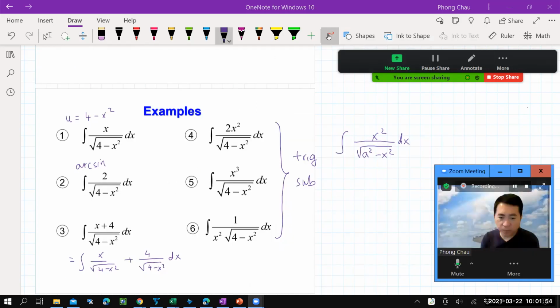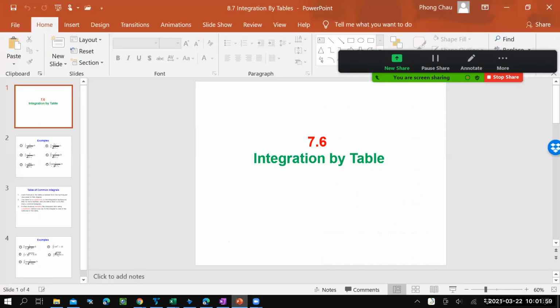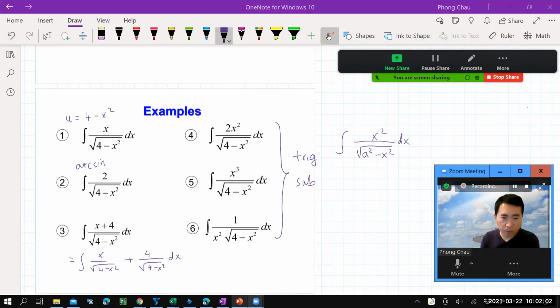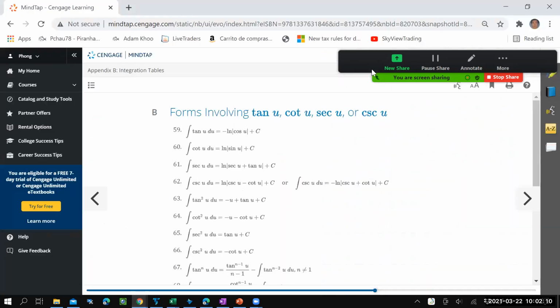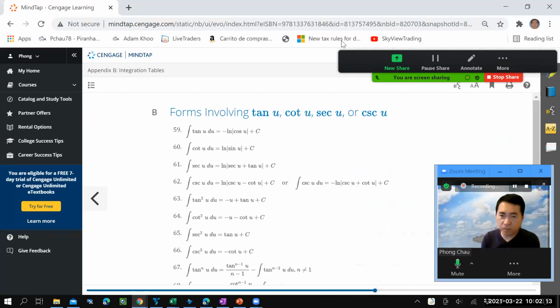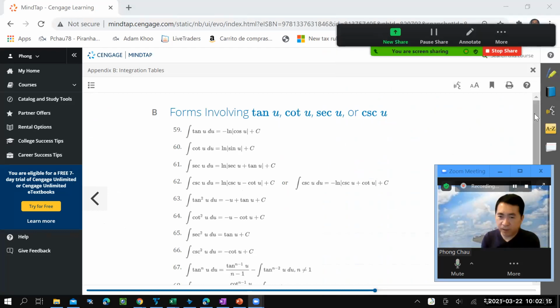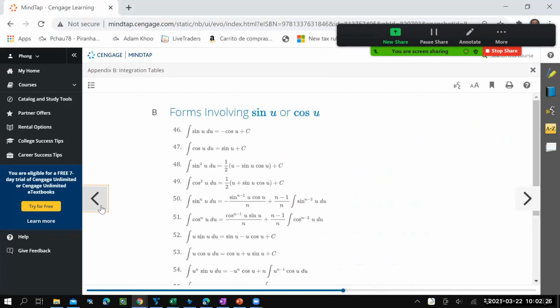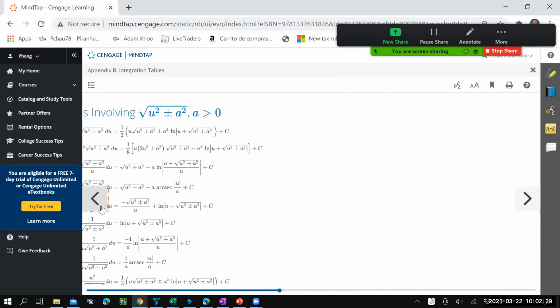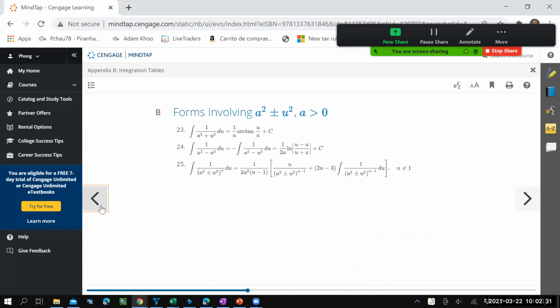Let me show you quickly what I mean. If you go to the website and put up the book, you're going to go to Appendix B. In Appendix B, you're going to have a whole bunch of formulas.